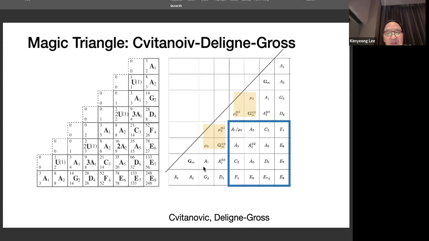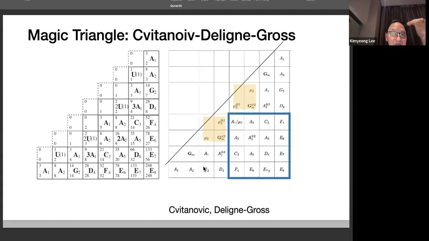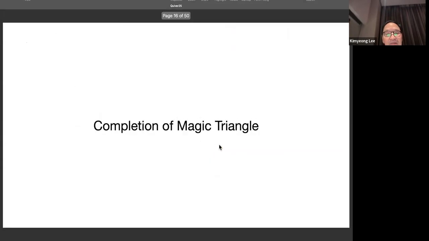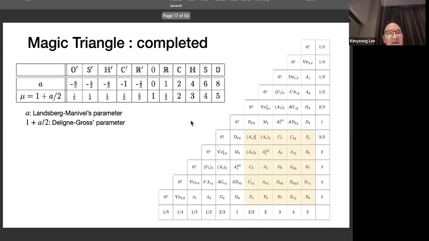And recently, because we've been studying E7.5 and also this intermediate series, which is between E7 and E8 along this line, we somehow managed to discover all the elements formally, which fills all the gaps in the magic triangle. So let me show what the answer is. Completion of the magic triangle. So again, we start with this.